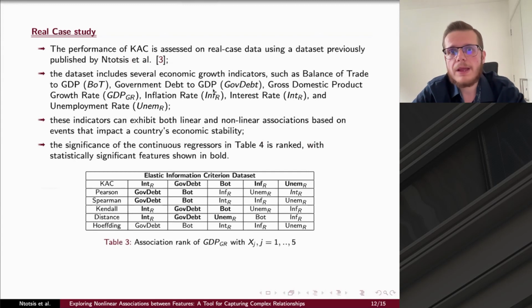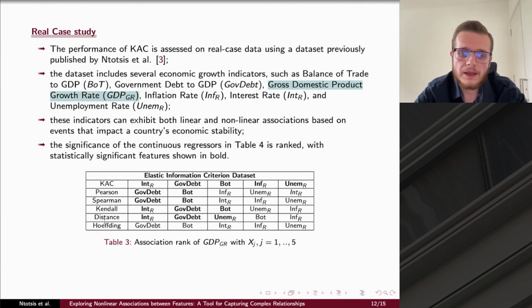Now let's move on to a real case study based on data previously published by Ntotsis et al. So this data set includes several economic growth indicators, and based on them, we try to model the gross domestic product. We know that these indicators exhibit both linear and nonlinear associations.